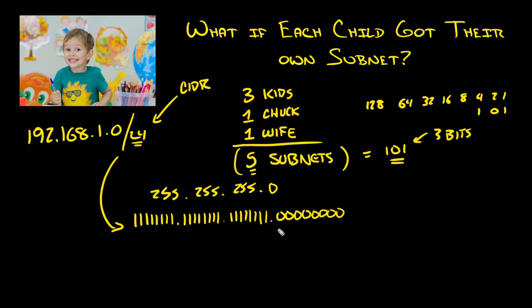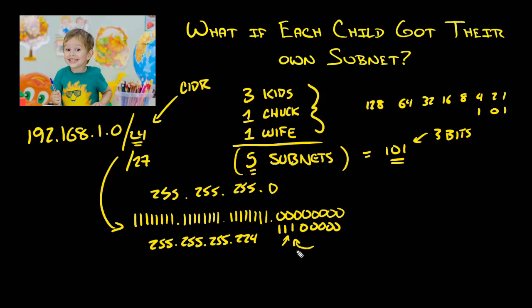So that means in my subnet mask, I need to reserve 1, 2, 3 more bits so that we can make this family allocation. And bada bing, just like that, Chuck has his brand new subnet mask for his home. 255.255.255.224 if we convert that back to a decimal, or if you want to stay in CIDR notation, that'd be a /27.